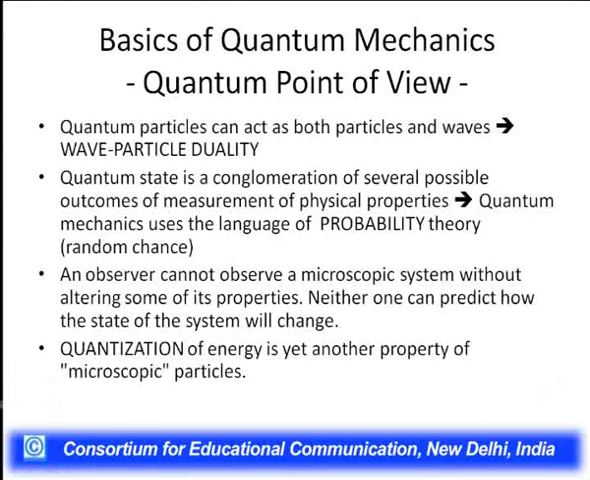An observer cannot observe a microscopic system without altering some of its properties, and neither can one predict how the state of the system will change. So we require probability theory to define the state of a system. The most important point in defining a particle from the quantum point of view is the quantization of energy, which is the basic property of microscopic particles. That means a microscopic particle should be quantized.